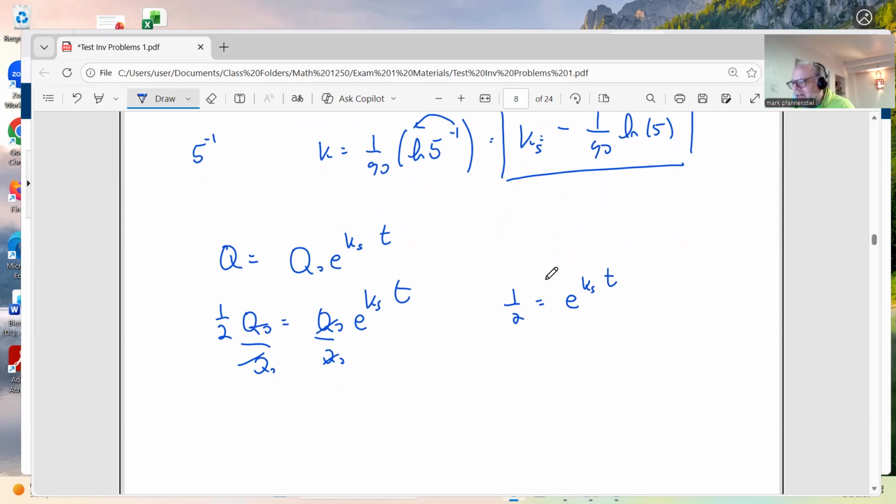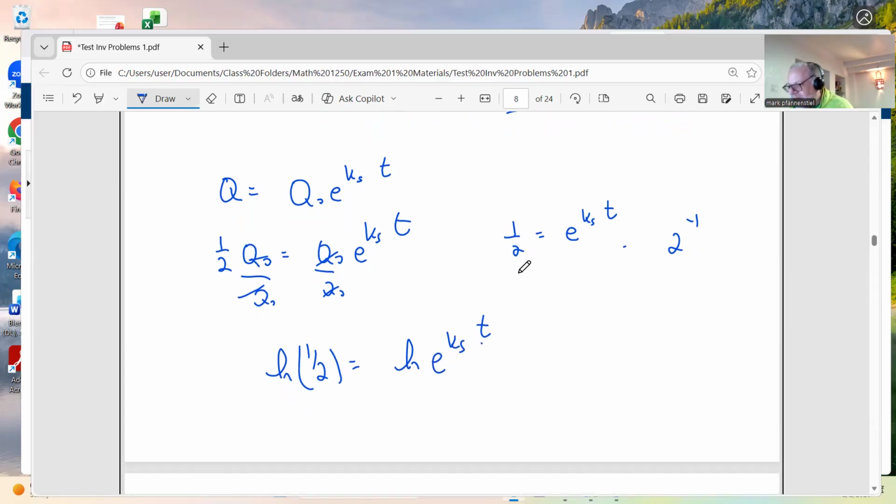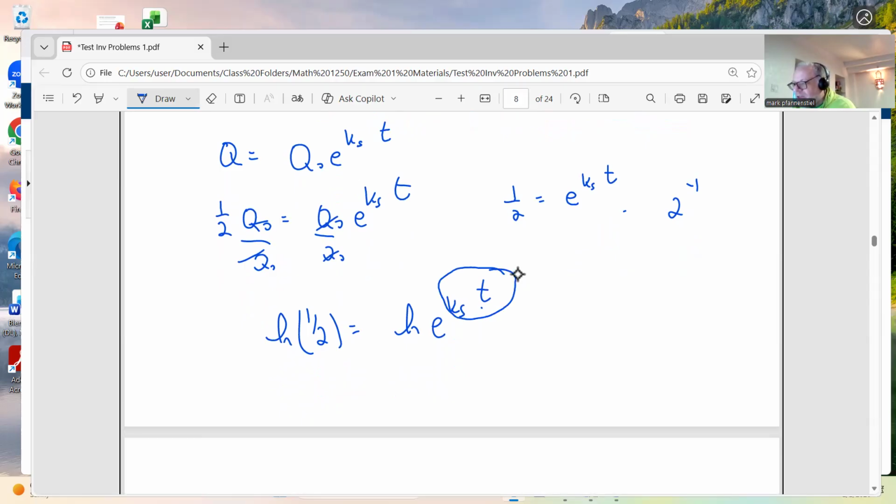And then, just like we did with the last one, 1/2 is a fancy way to write 2 to the negative 1. So I'm going to take a natural log of both sides. So I want the natural log of 1/2 equal to the natural log of e to the k sub s times t. The goal is solving for t. This whole business comes down in front. So we have negative natural log 2, same way I did this before. 2 is 2 to the negative 1. I took the natural log, so this negative 1 will come down in front. So negative natural log of 2 is equal to k sub s times t.